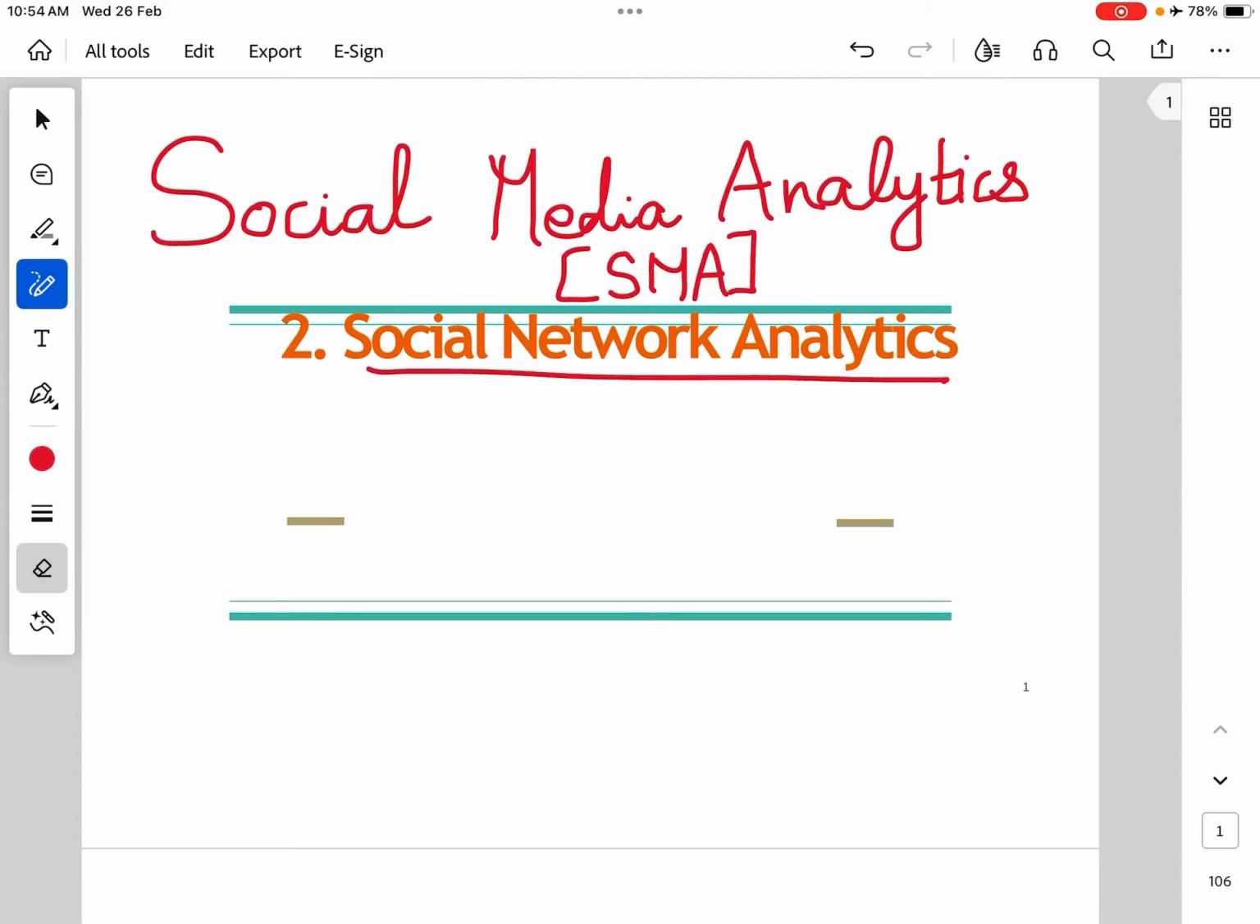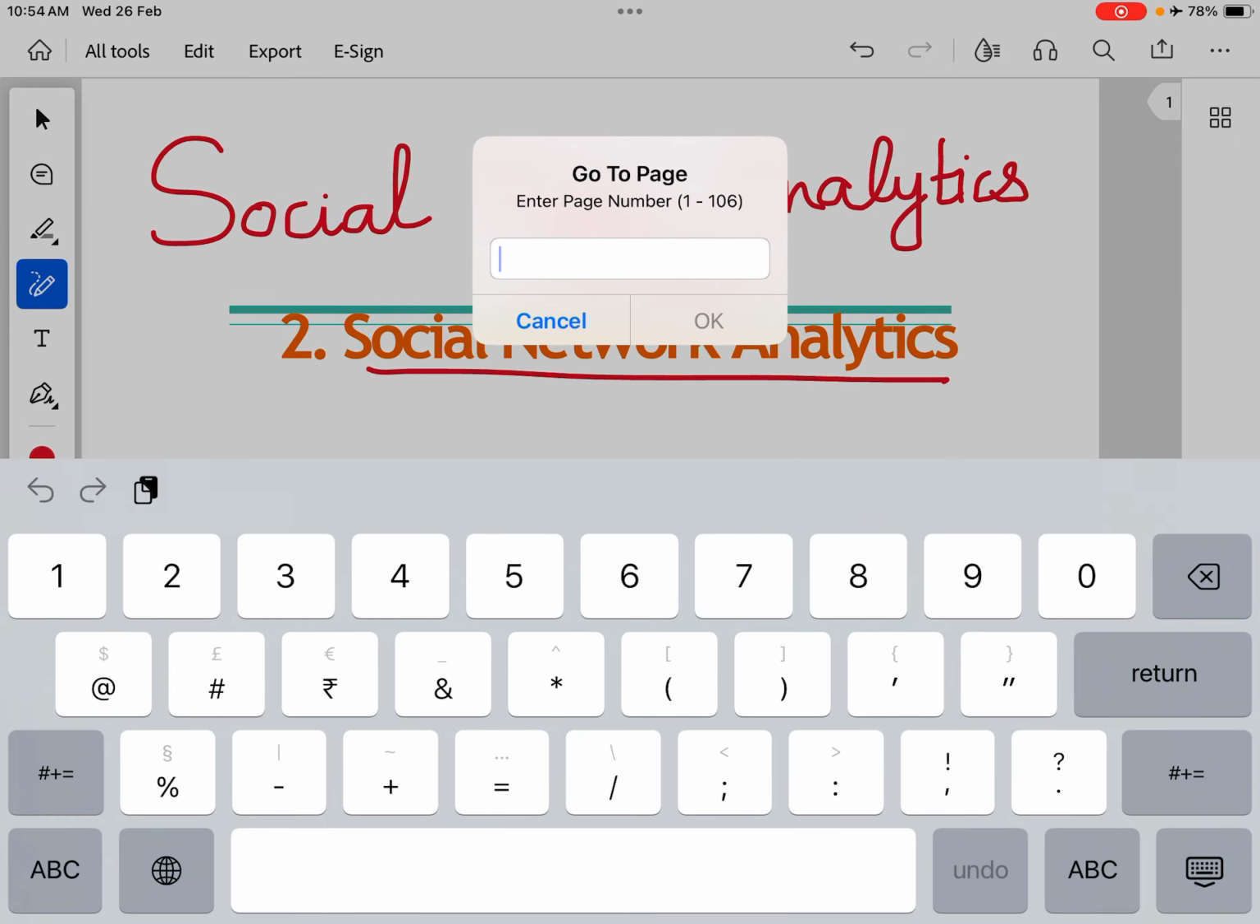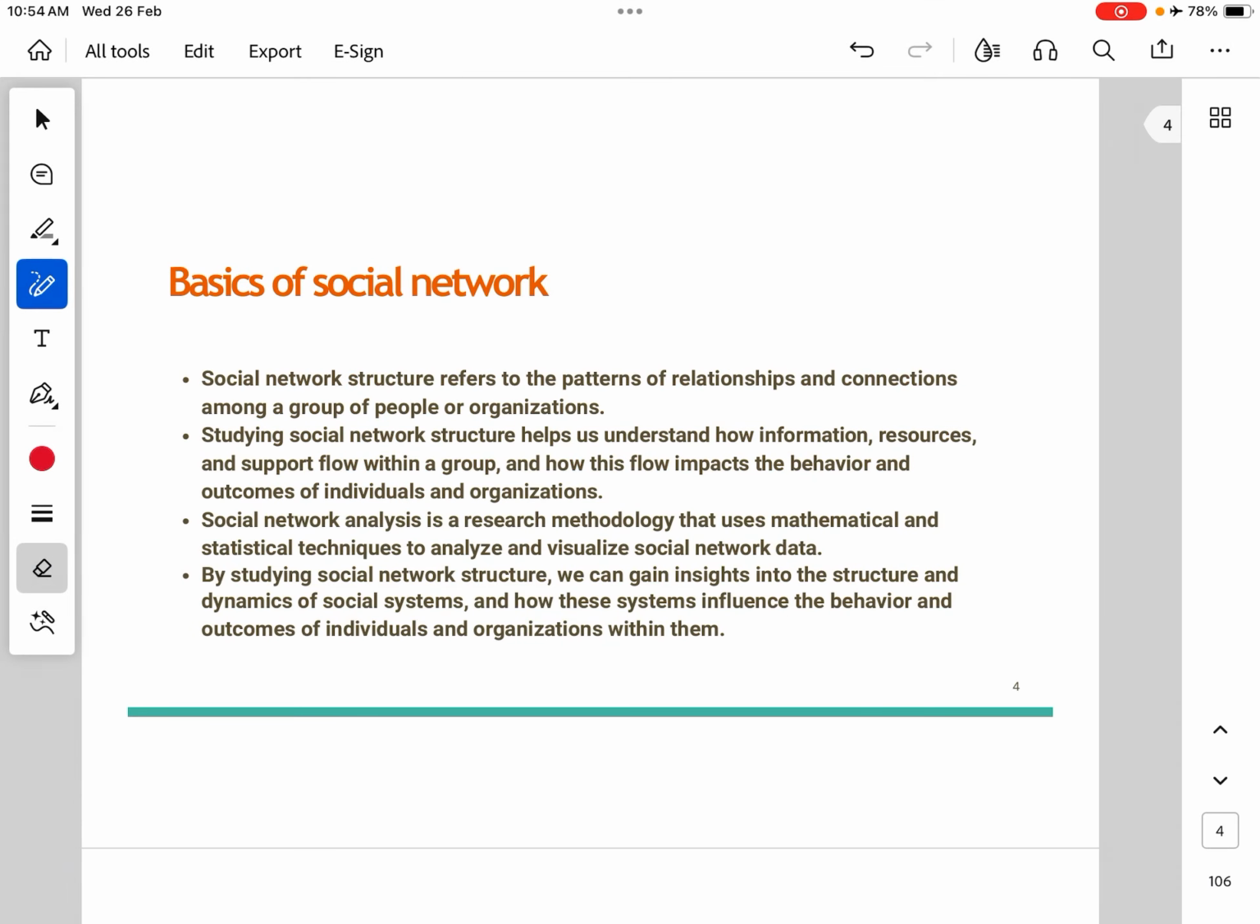So, social media analytics. Under this subject, we are learning about social network analytics. Let's understand what social network analytics is. For that, we have to understand what a social network is. A social network structure refers to the patterns of relationships and connections among a group of people or organizations. How is a certain group connected amongst each other, and what relationships can be drawn?